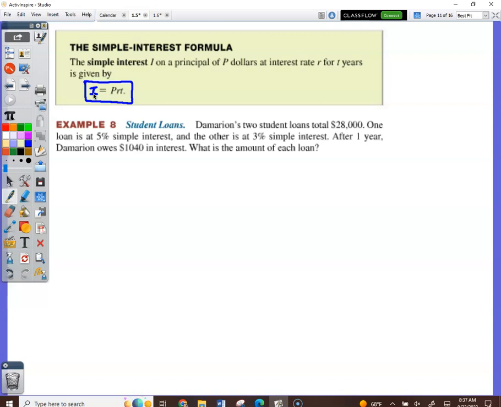P always stands for the starting amount that you invest or that you put in the bank, where it starts. Rate, R, make a note, always needs to be in decimal form. The percentage, you need to convert it to decimal form before you plug it in. And then T in years. Okay, let's read this one.